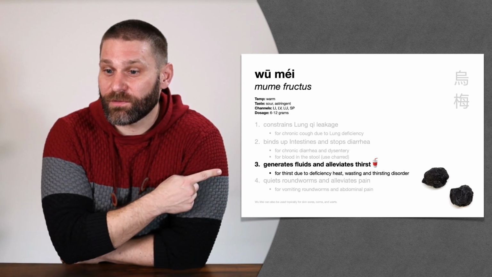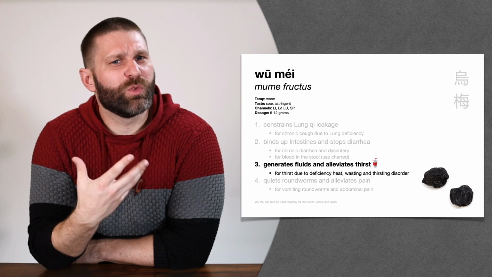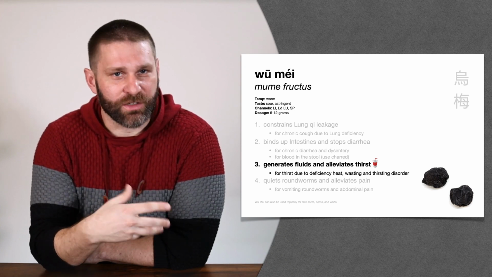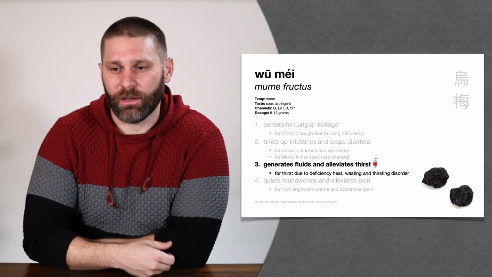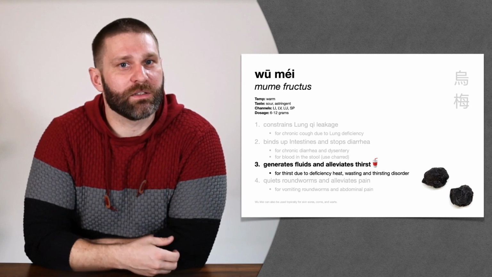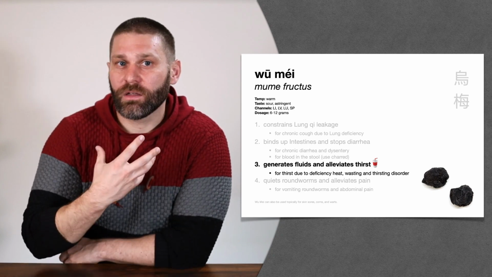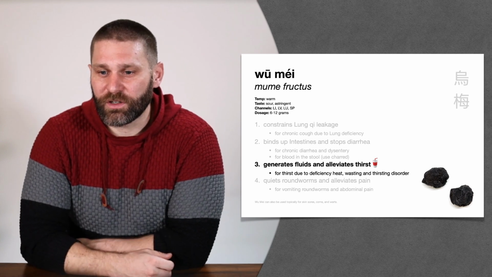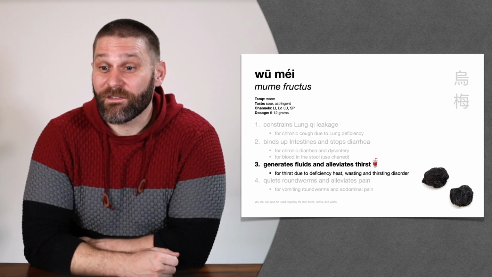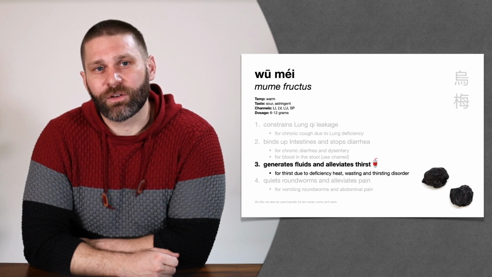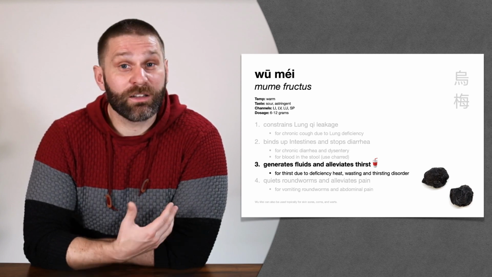So for thirst due to deficiency heat, we talked a lot about wasting and thirsting disorder, 小渴. This is very similar to a Western diagnosis of diabetes, where you're very thirsty, but you also have profuse urination. So Ume has a very famous action of generating fluids and alleviating thirst. It turns out there's actually a story behind this. It's actually a Chinese idiom. There's a Chinese saying where they say, thinking of plums to quench one's thirst.